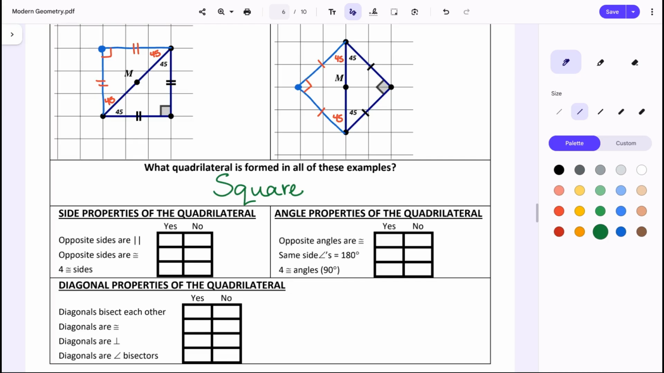The side properties are asking us, are the opposite sides parallel? Are the opposite sides congruent? Do we have four congruent sides? If we look at our shapes up there, all the sides on each one are marked with the same number of dashes, which tells us, yes, they're all the same, which would mean then that opposite sides still need to be congruent if all the sides are the same anyway, and they would be parallel. So we should be able to say yes to all of these.